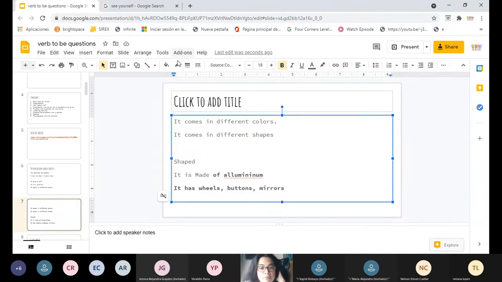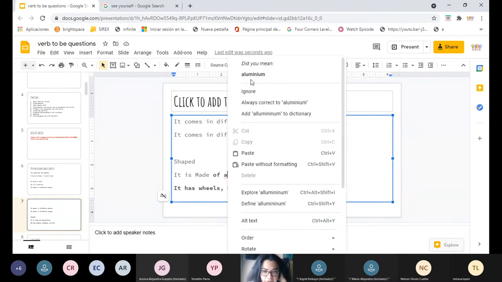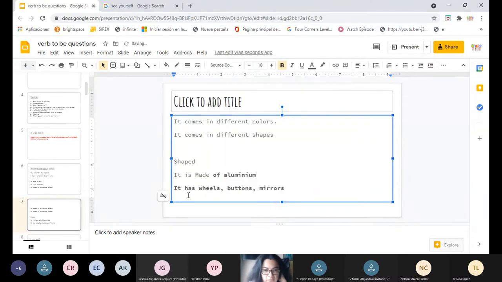Okay. So remember the pronunciation here. It comes in different colors. It comes in different shapes. Remember here, the pronunciation is shaped. It is made of aluminium. All right. Actually, this is wrongly spelled. Look, sorry. Aluminium. It has wheels, buttons, and mirrors.